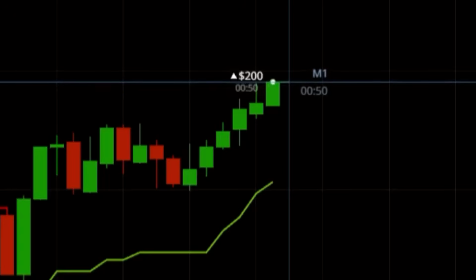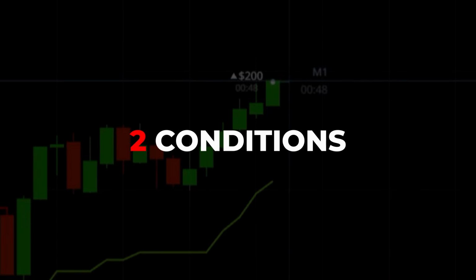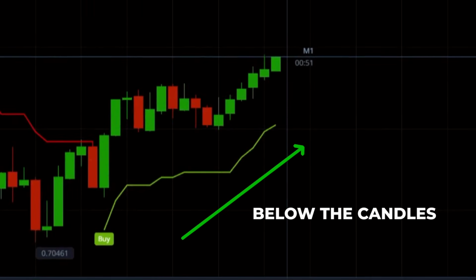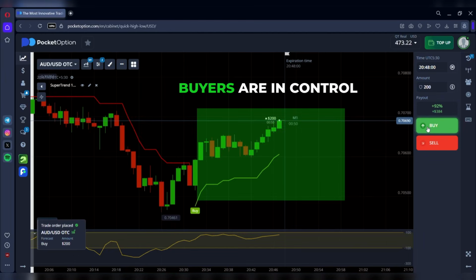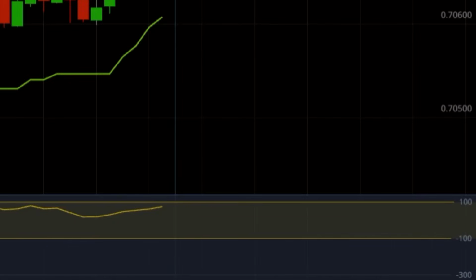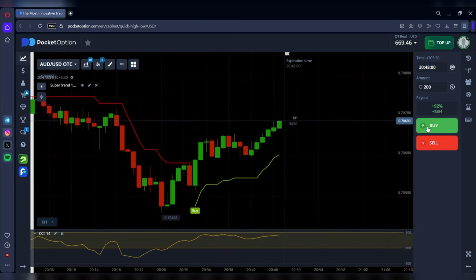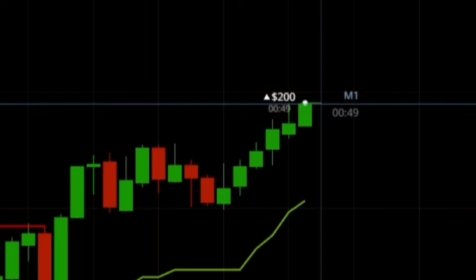To enter a buy trade using these 2 indicators, 2 conditions need to be met. First, the Supertrend indicator needs to move below the candles, showing that buyers are in control of the market. Next, the CCI indicator needs to be moving toward the 100 level, confirming the upward momentum. If both of these conditions are met, we can enter the market with a 1-minute buy trade.